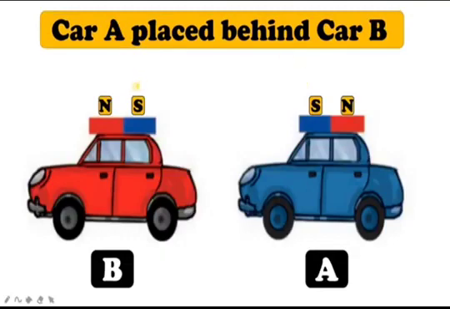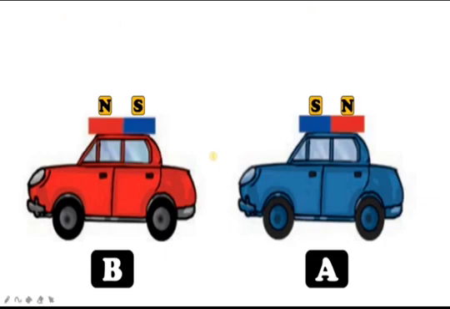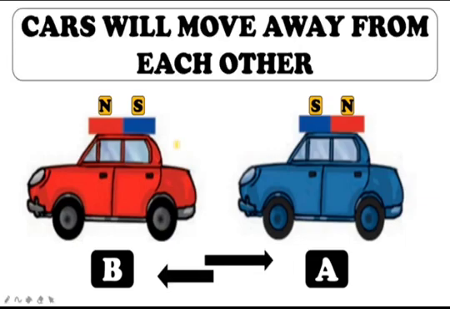And car A is placed behind car B. Again, car A is placed behind car B like this. So with the north and south direction of car B and car A, the cars will move away from each other, because south and south, we know, are the same poles. South and south poles repel, so the cars will move away from each other. I hope you understand the activity. The same activity is there in your textbook.